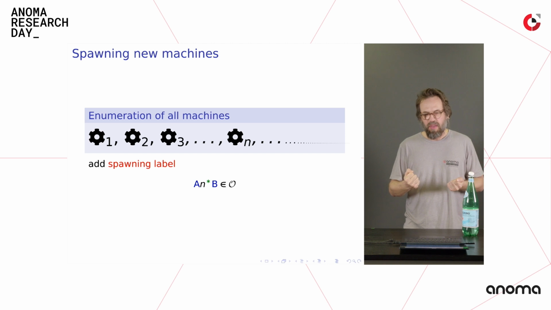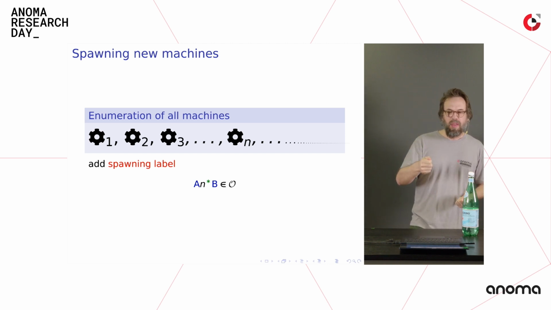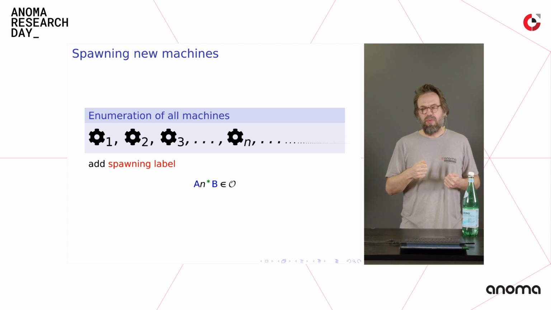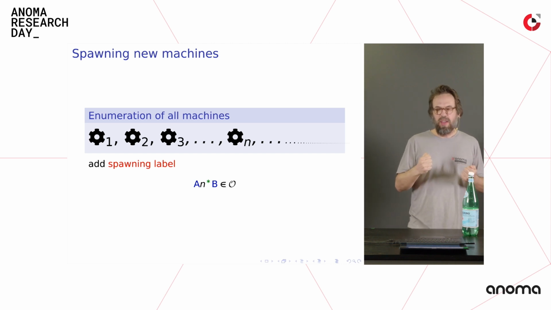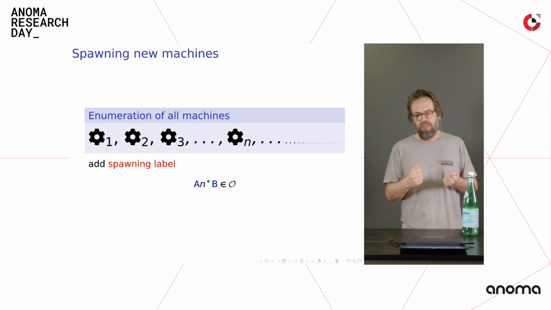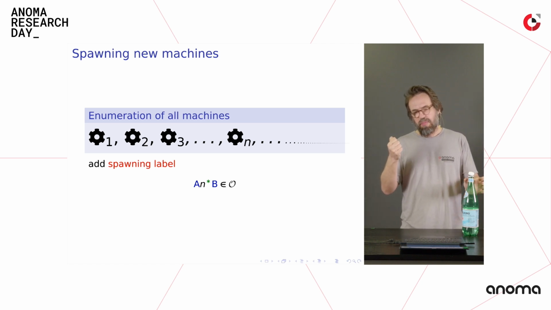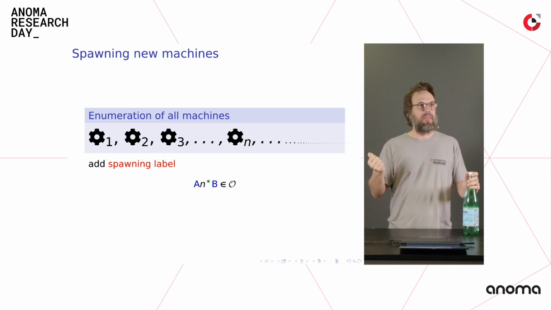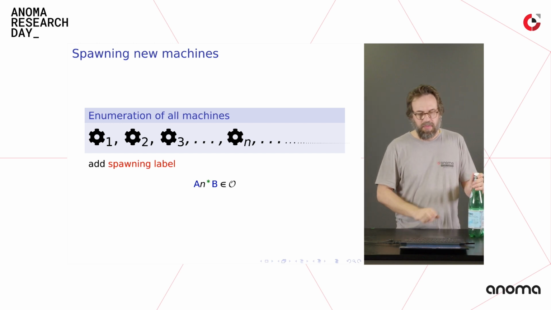So, in short, we just want to also spawn these new things. But that's very easy. In this case, I just enumerate all possible machines, give them a number, and if machine A wants to spawn the machine with number n, it just outputs an additional label saying, well, I as machine A want to spawn the machine with number n, and it should reside and be addressable as machine B. I should make sure that B is free, but that's something that you can read in the paper. Very easy.